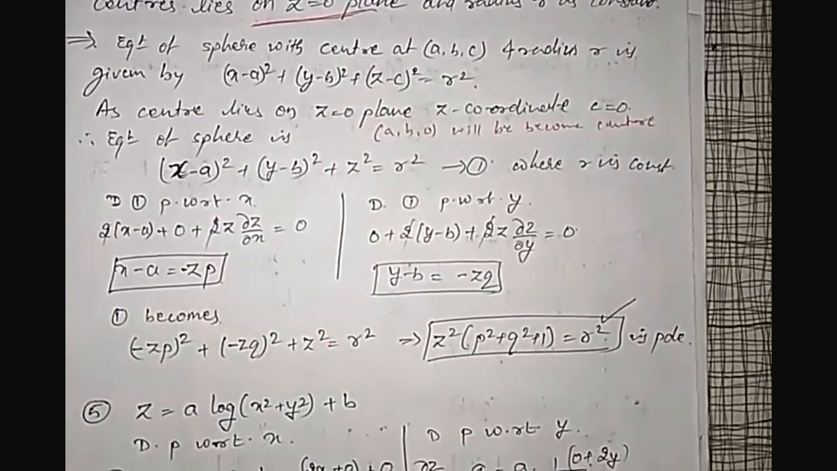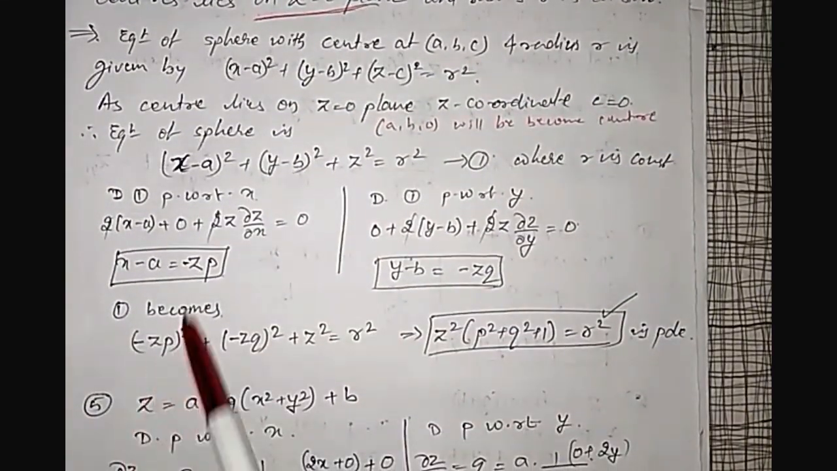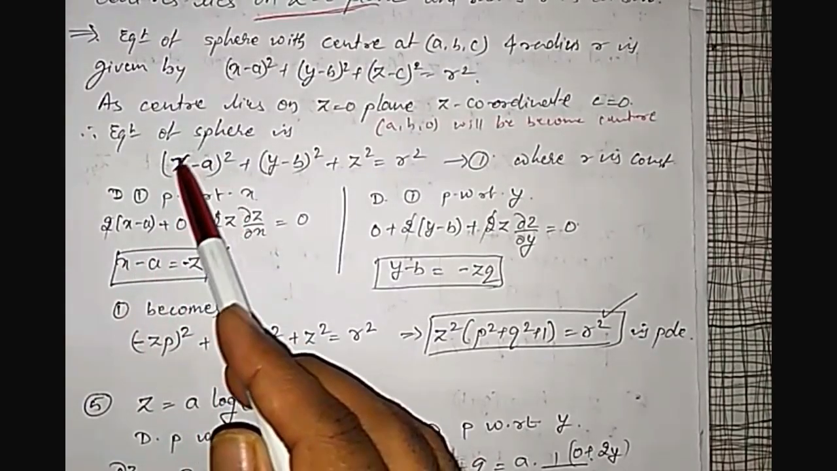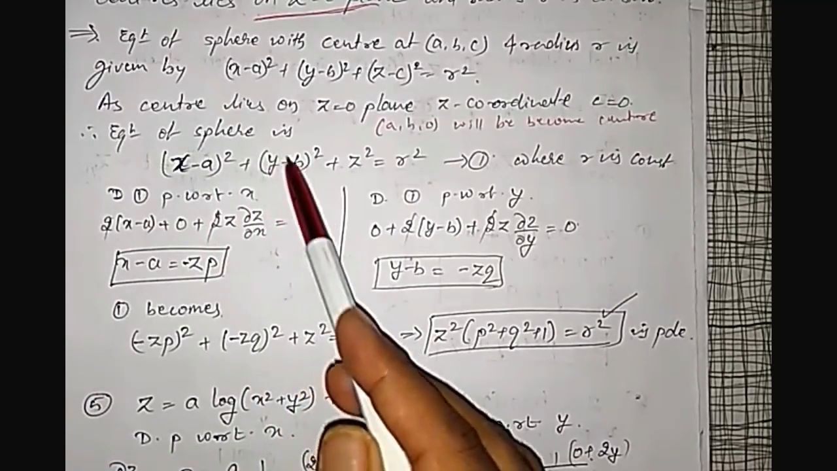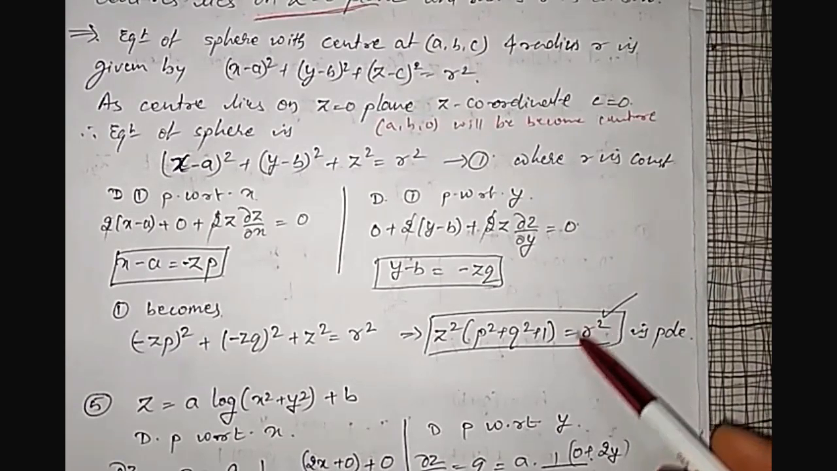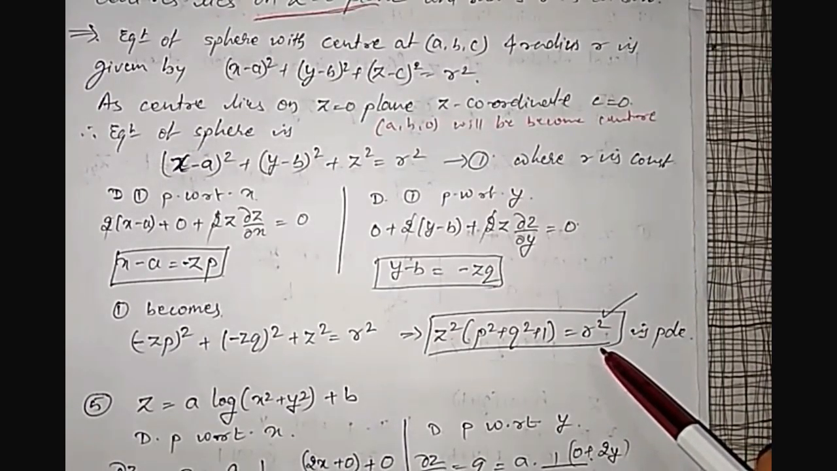we'll get minus of z into p the whole square plus minus z into q the whole square plus z square equal to r square. Then taking z square common, since due to the square the negative sign will be eliminated, z square into p square plus q square plus 1 equal to r square. This is your required PDE. Here r is an absolute constant, that's why we are not eliminating this.